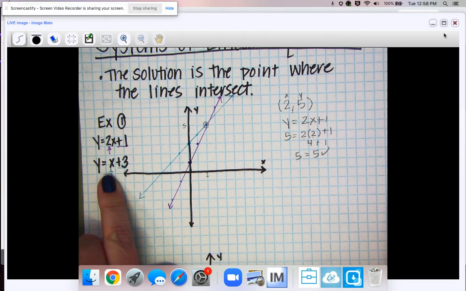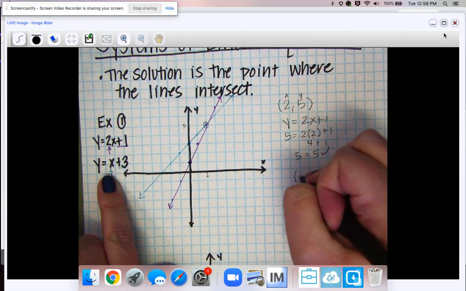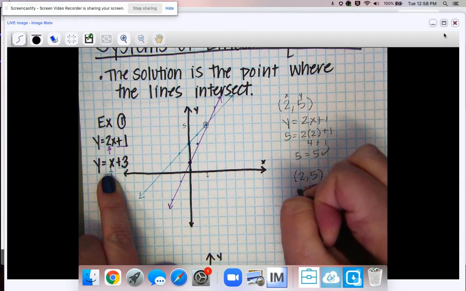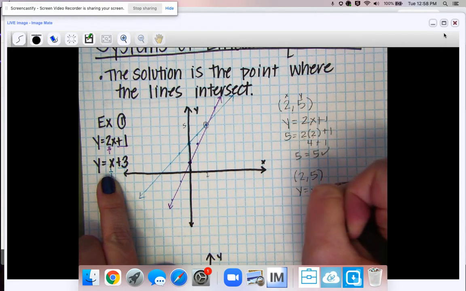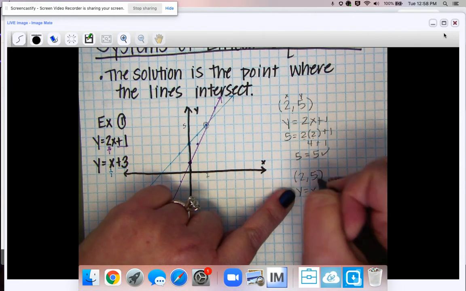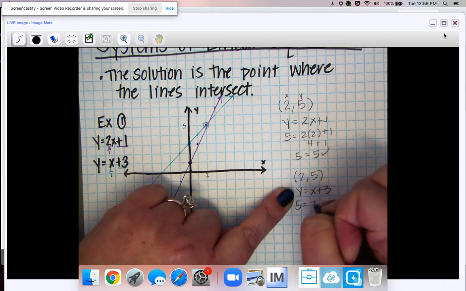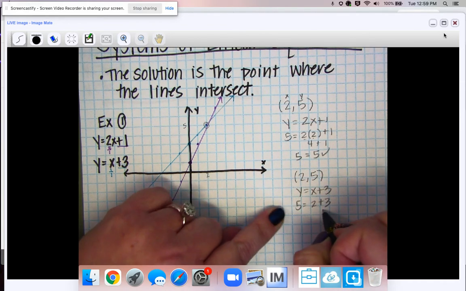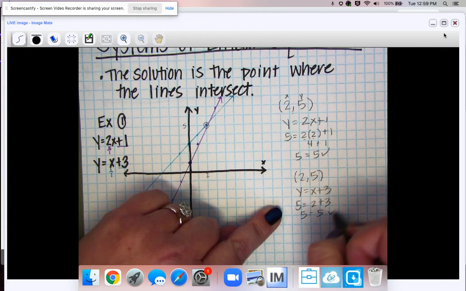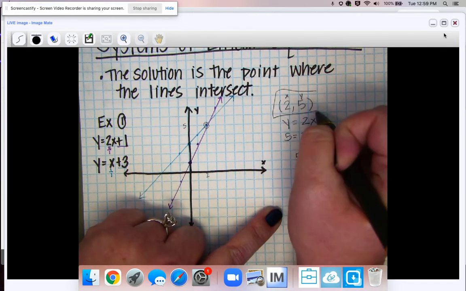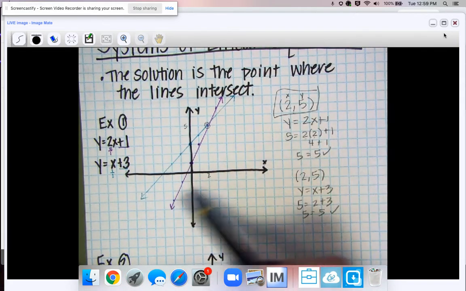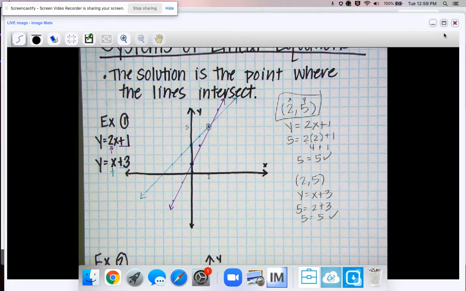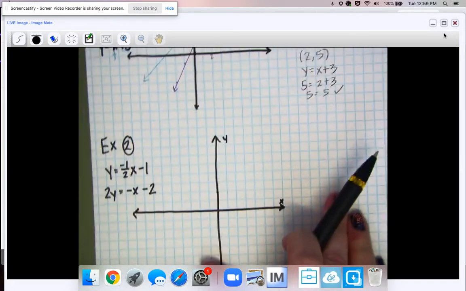I'm going to check it for the second one. Again, I'm going to plug in (2, 5) for y equals x plus 3. So y is 5, x is 2. And of course, 2 plus 3 is 5. So the point (2, 5) is indeed the solution of this system of equations. So let's look at another one.